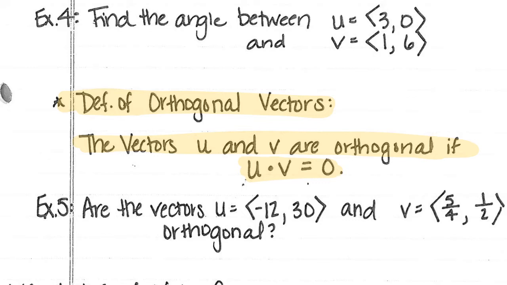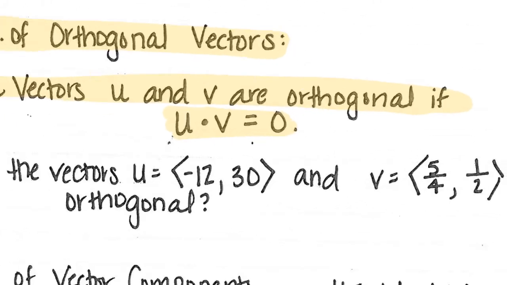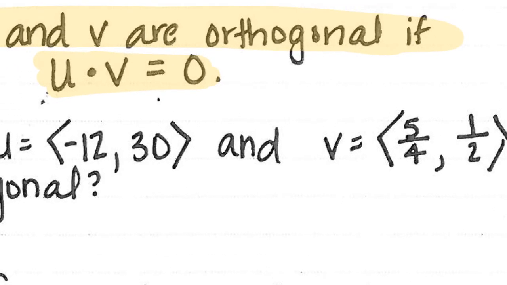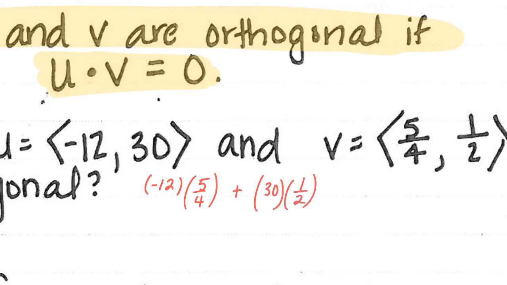It says, are the vectors u, which is negative 12, 30, and v, which is 5/4 and 1/2, orthogonal? So let's go ahead and work this out. I'm going to blow it up so I have room. We have to take negative 12 and multiply it by 5/4 and add that to 30 and multiply that by 1/2.